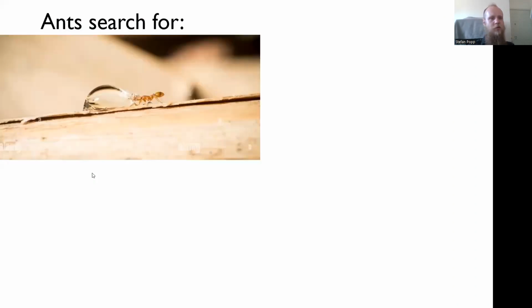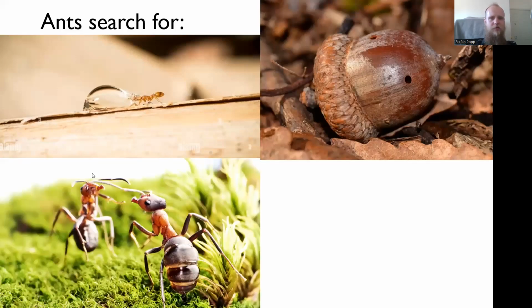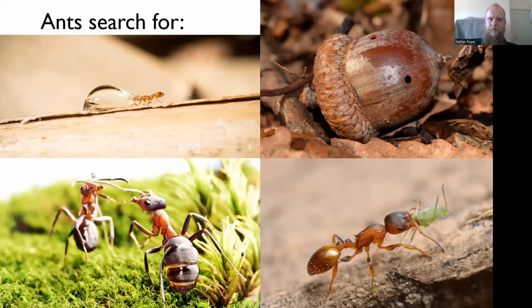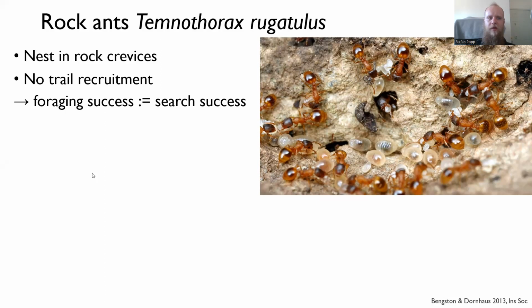And they search for something like water, new nest sites, competitors or potential intruders into the nest, or of course, food. Now, I study these rock ants, Temnothorax rugatulus, and as the name suggests, they nest in rock crevices. They do not have trail recruitment like most ants that you might be familiar with. So that means that the foraging success of the colony is defined more or less by the search success of every individual forager.